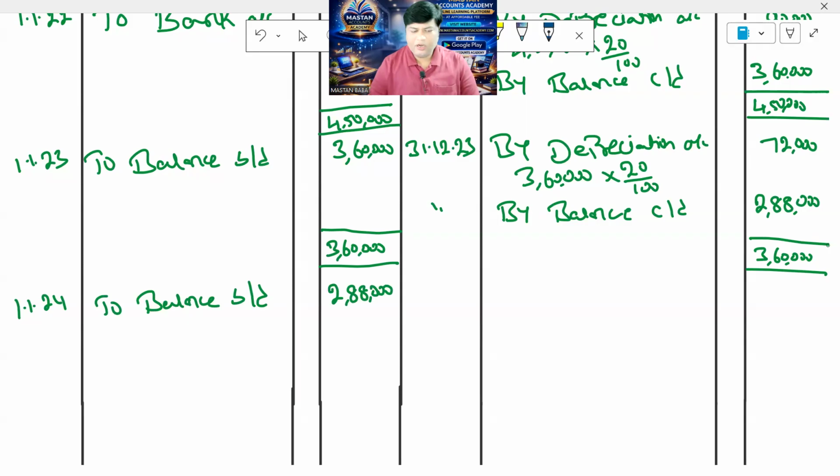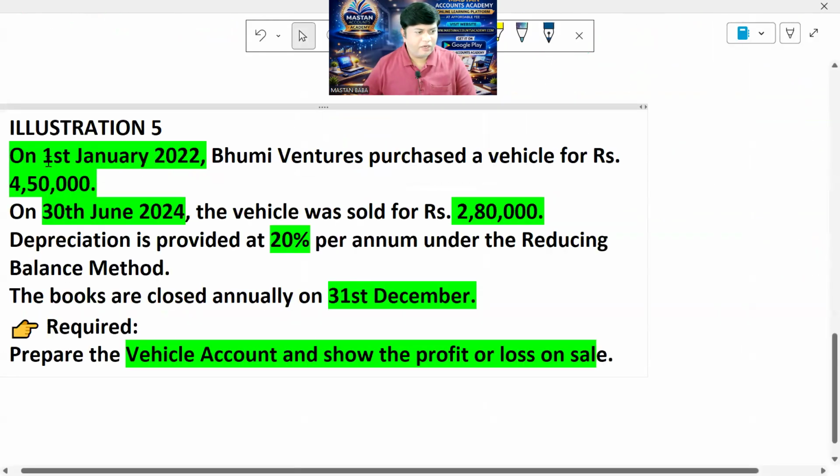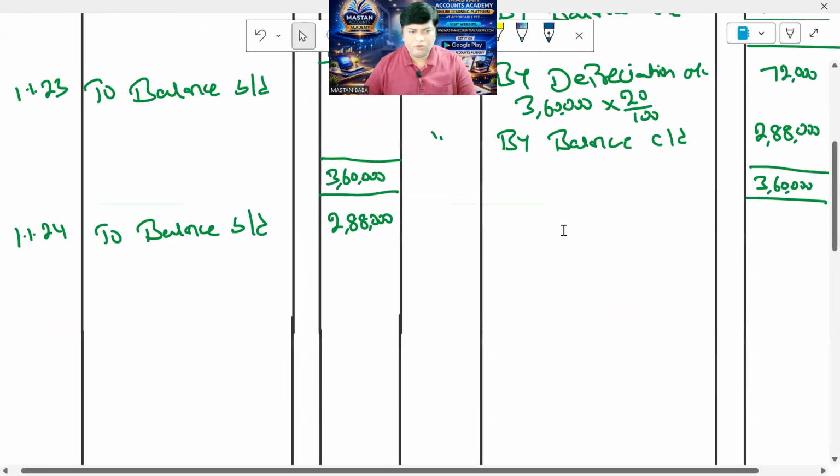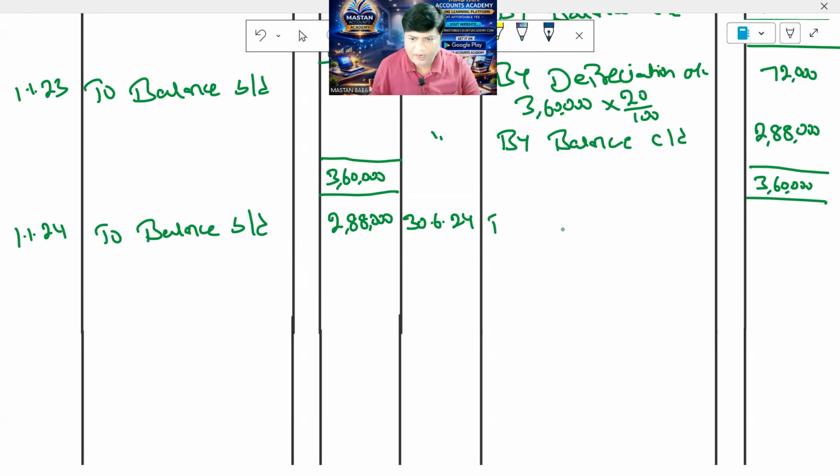And here in the year 2024, it's clearly mentioned in the question on 30th June, just concentrate on the cursor. On 30th June 2024, the vehicle was sold for 2,80,000. So on 30th June 2024 means they have utilized it in this 2024 for a period of 6 months. So dear students, I am calculating the depreciation only for the utilized period, 30th June 24 by depreciation. It is only for 6 months.